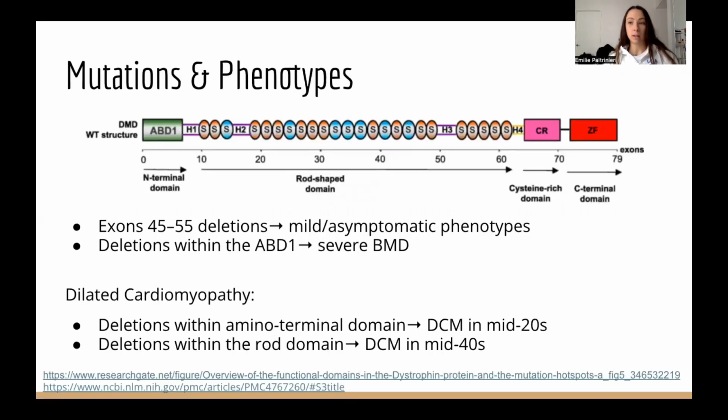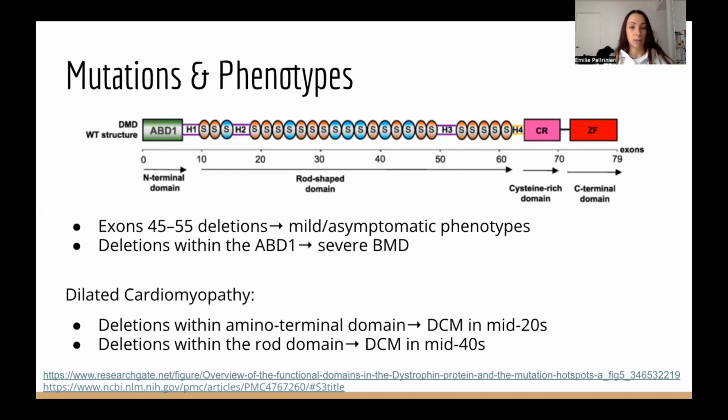As we know, BMD is usually caused by in-frame mutations, which are both deletions and missense mutations that are found in different areas of the dystrophin gene. What causes such great phenotype variability in BMD patients is the location of where these mutations occur. Many studies have looked at the locations of these mutations and the phenotypes resulting from them.